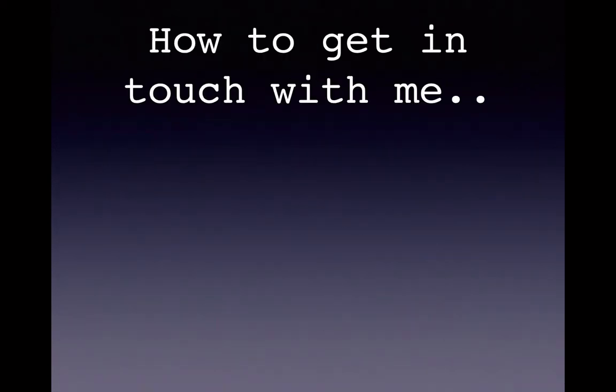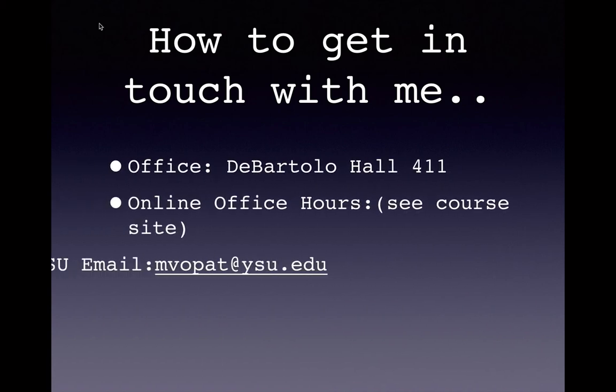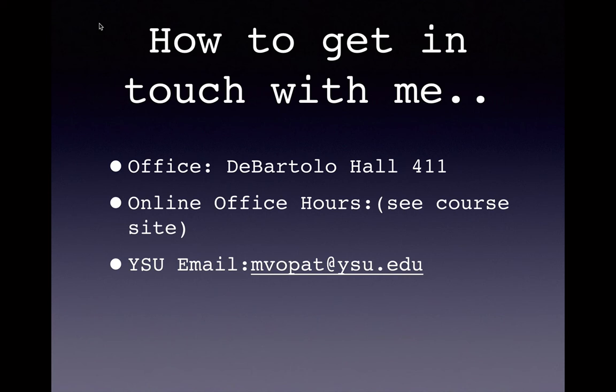Now, the first thing I want to discuss is just how to get in touch with me. I give a number of ways in which you can reach me if you need to. There's my office in DeBartolo Hall. I also have an online office, which I'll be announcing on the Blackboard site. So once you get into the course, there will be information about how to meet up with me online if necessary. Probably the best way to get in touch with me is via YSU email. So if you send it to my YSU email, if you have a question, a concern about the course, that's probably the easiest way to get to me. I often check my email several times throughout the day.